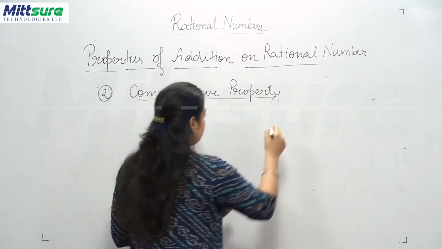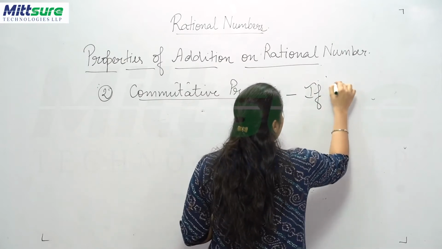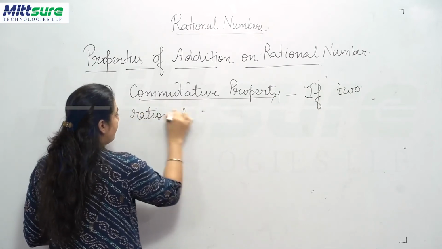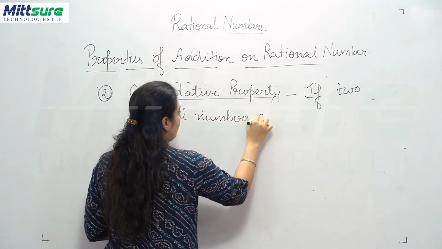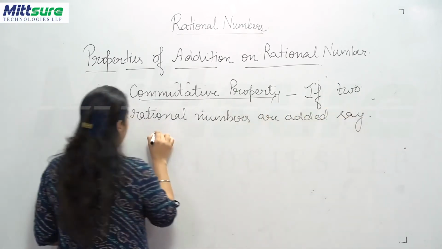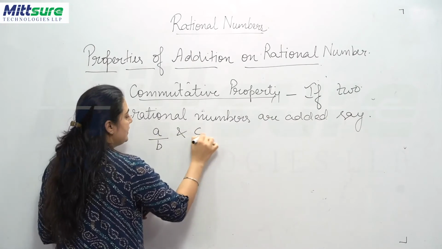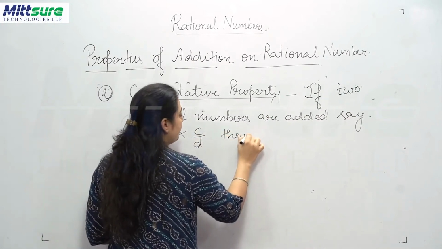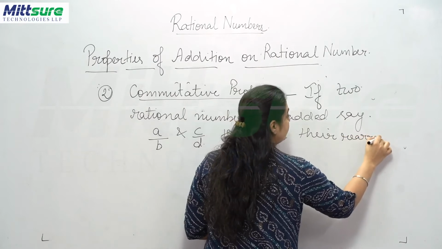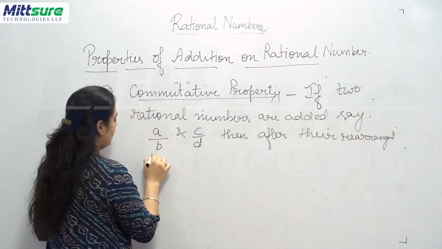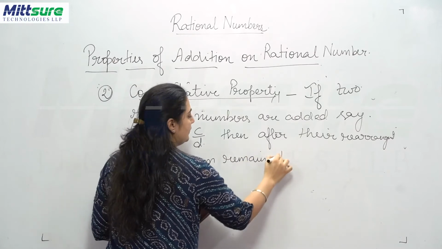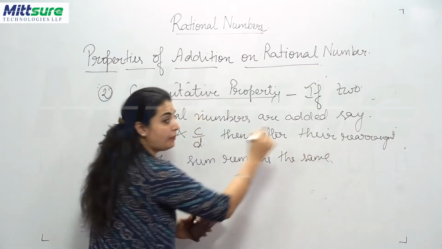Okay, now if two rational numbers are added, say A upon B and C upon D, then after their rearrangement, the sum remains the same. So how does it happen?